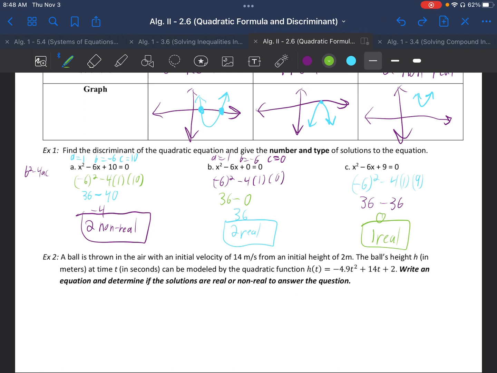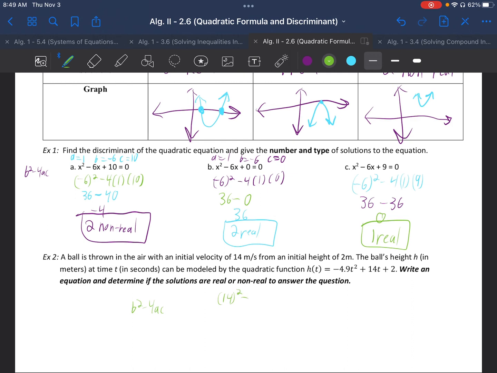All right. So what we need to do is take the negative 4.9, the 14, and the 2 as A, B, and C, and do the exact same thing as we were doing with b squared minus 4ac, and see if we get a positive, a negative, or 0, because that'll help us know if they're real or non-real. We don't actually need to solve this problem to figure out what time it hits, what height it will be at for the maximum, or anything like that. We actually are not concerned with that at all. All this other information, the 14 meters per second and the initial height of 2 meters, just helped us form our equation here.